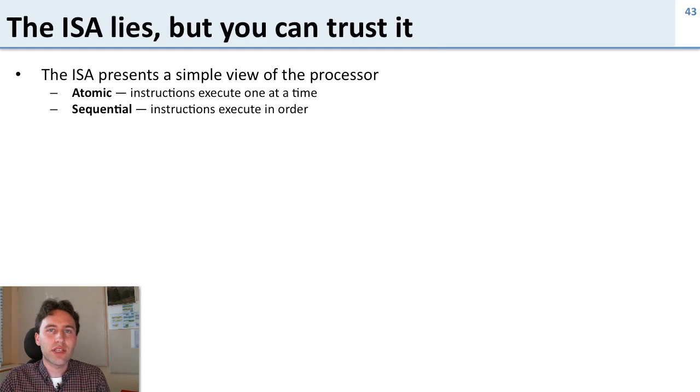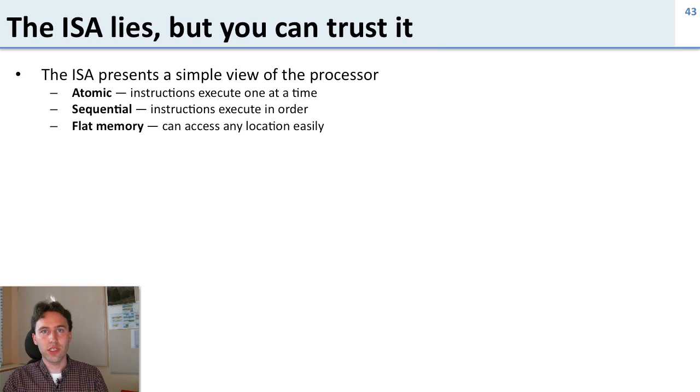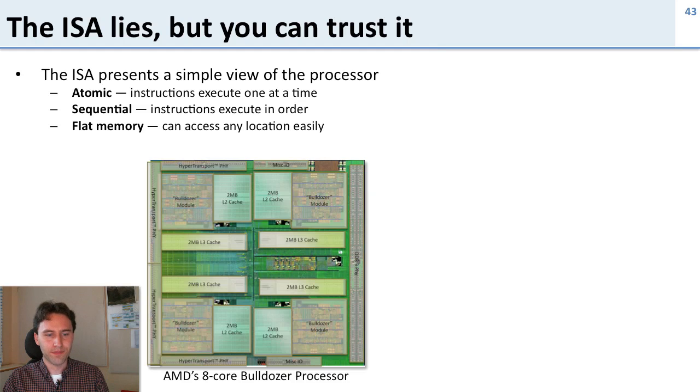Now the ISA also tells you something. It tells you that memory is flat. So when you do a load instruction, you assume that any load instruction is going to be just as fast as any other, and this isn't the case either. So let's take a look at what's really going on in the processor.